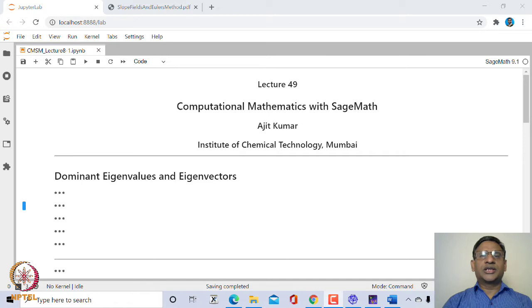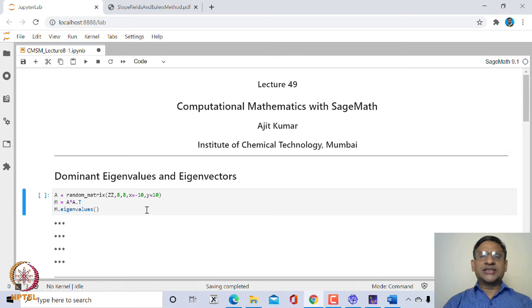Welcome to the 49th lecture on computational mathematics with SageMath. In this lecture, we shall look at how to find dominant eigenvalues and corresponding eigenvector numerically. We have seen use of dominant eigenvalue in Google search algorithm, and it has many other applications. So, let us start with an example.